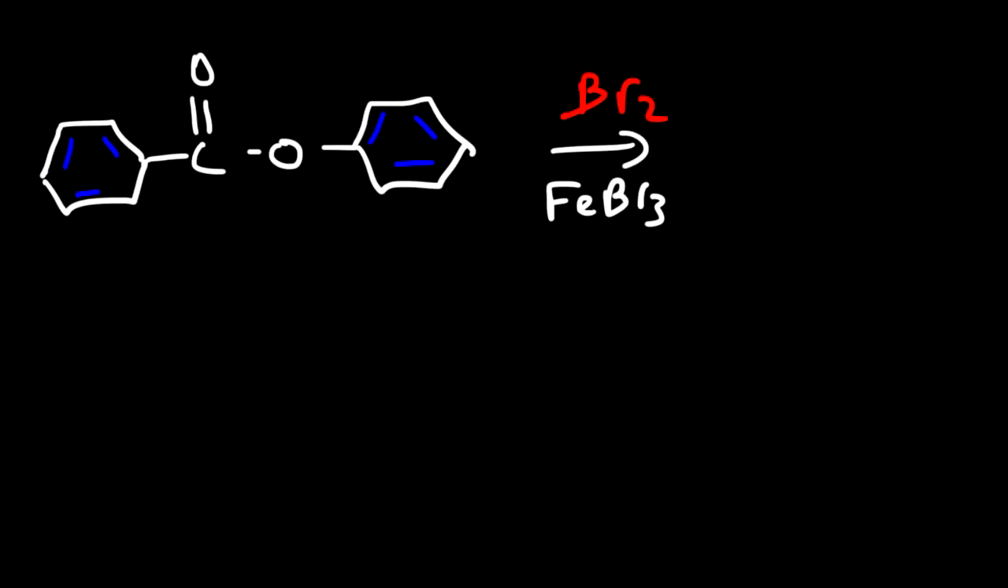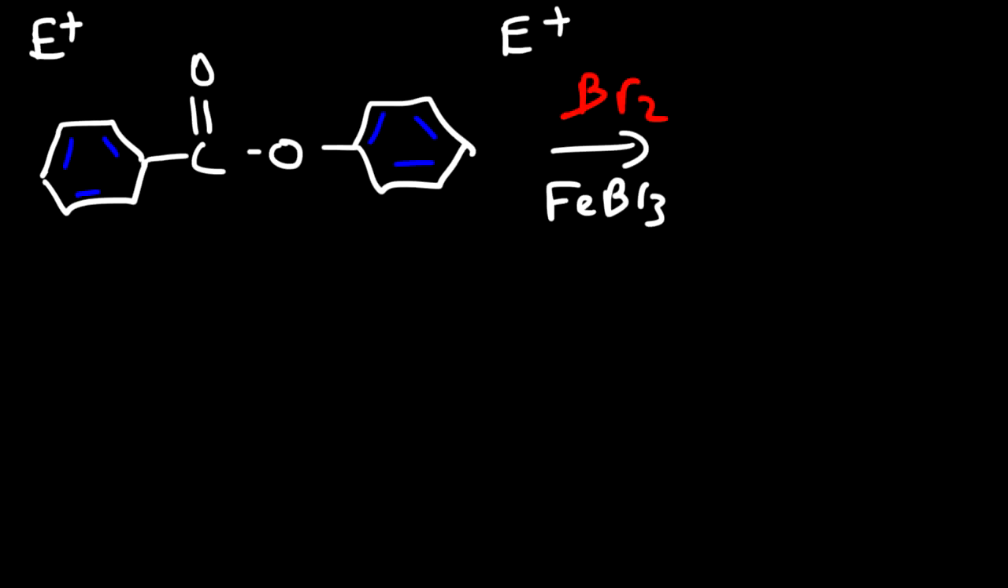So the first thing we need to determine is which ring the bromine is going to go on. Is it going to go on the ring on the left side or on the ring on the right side? Which ring is more activated towards electrophilic aromatic substitution reactions? In an EAS reaction, bromine behaves as an electrophile, so you can represent it as E+, which means that the ring that is most nucleophilic is the one that is going to react with the electrophile.